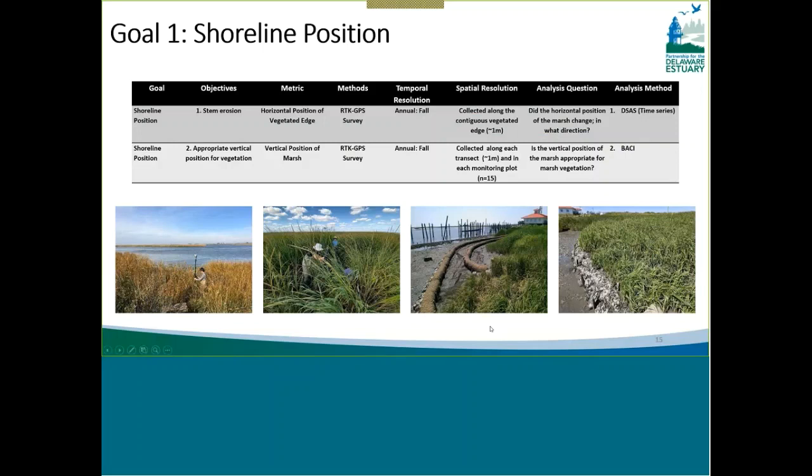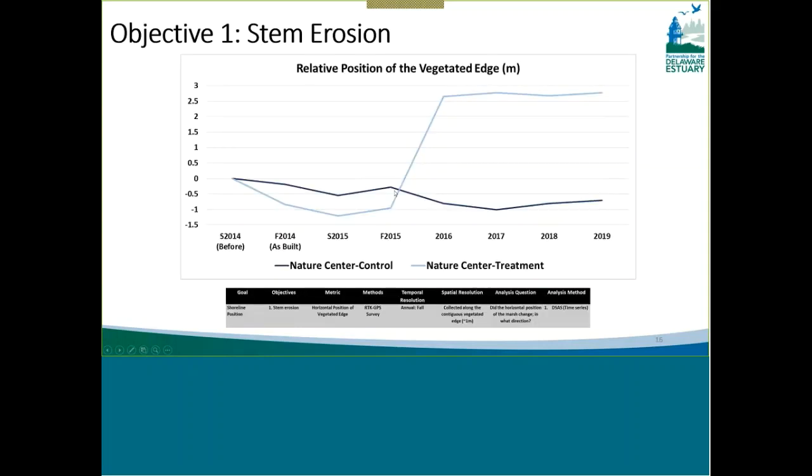So shoreline position, I'm going to move through these quick, and I'm not going to talk about every metric. If anyone wants to follow up, we have some reports on this I'm happy to share. But our objective was to stem erosion. We tracked the horizontal position of the vegetated edge with an RTK once a year, at 1 meter intervals, and then we looked at it using the Digital Shoreline Analysis software from USGS. You can do the same thing with AMBUR and ARM.